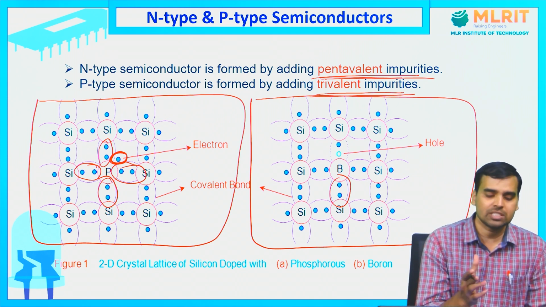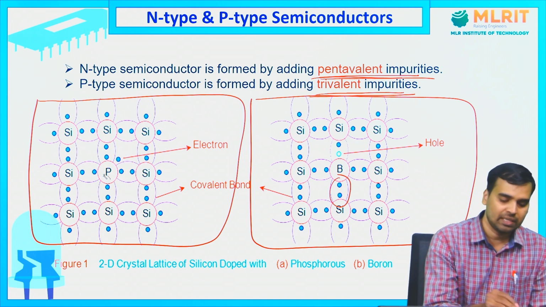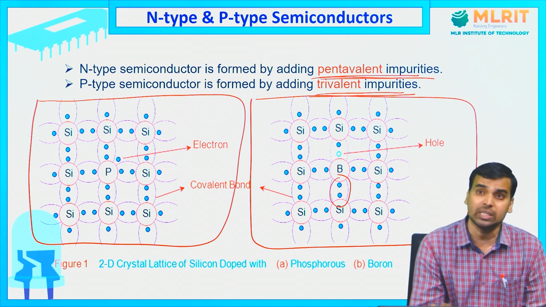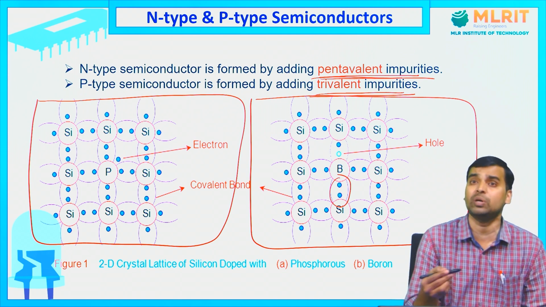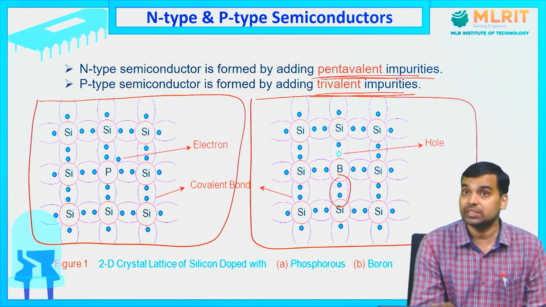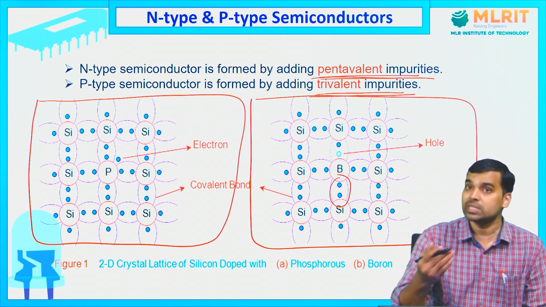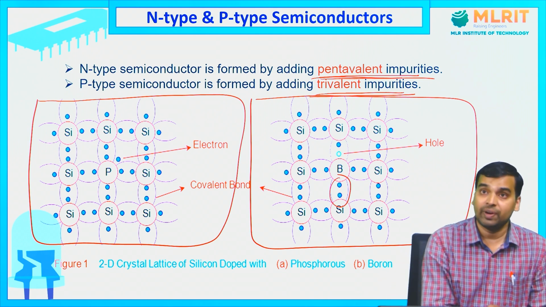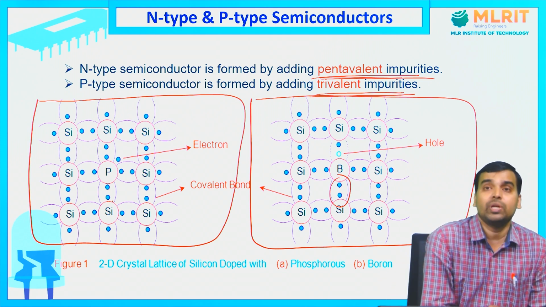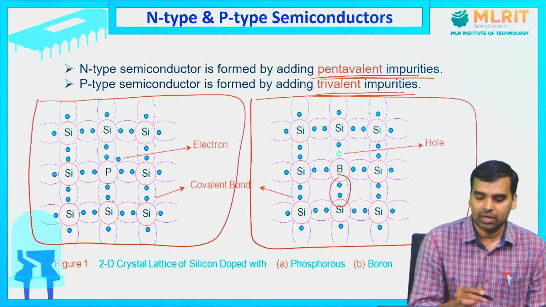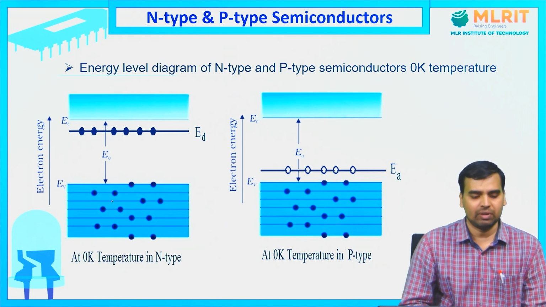Now, in the case of p-type semiconductors, each impurity atom is going to generate one free hole, so the majority charge carriers are free holes. Later, in the energy level diagram, I will show you how holes are majority charge carriers. In the case of n-type, each impurity atom is going to donate one free electron, so the majority charge carriers are electrons. Now, let us see the energy level diagram.